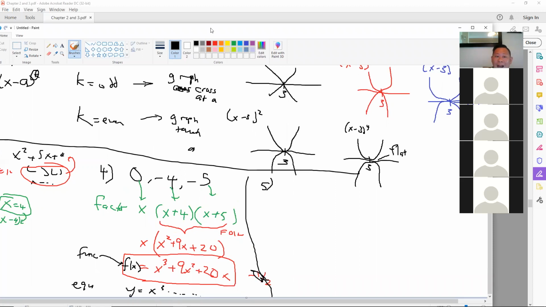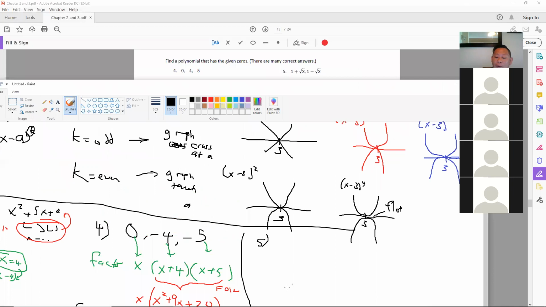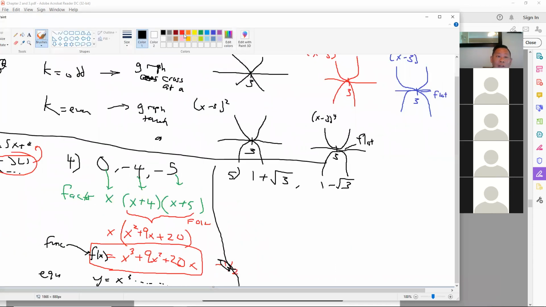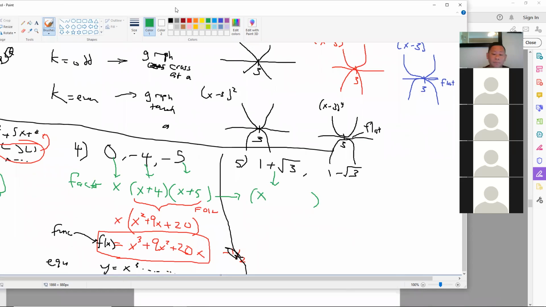Because the zeros are nice. But if you look at question 5, the zeros are a little bit horrible. It's no longer 4 or -4 or 5, something nice. It's going to be 1 plus and 1 minus square root of 3. So these are the zeros given to you. Again, you have to write this in factor form. So can someone tell me how you write 1 plus root 3 in factor form? We start with x, don't forget. Anyone want to give a try?